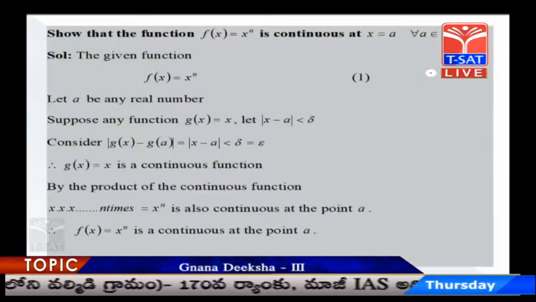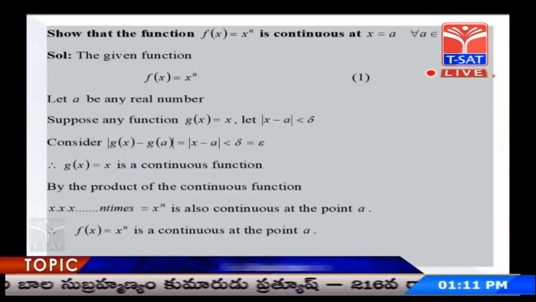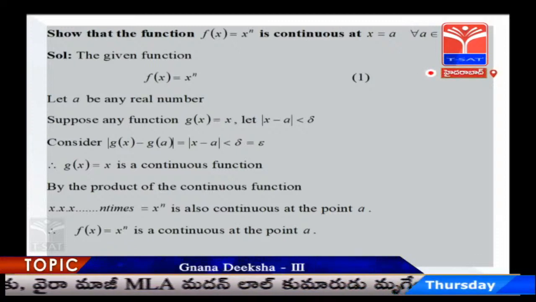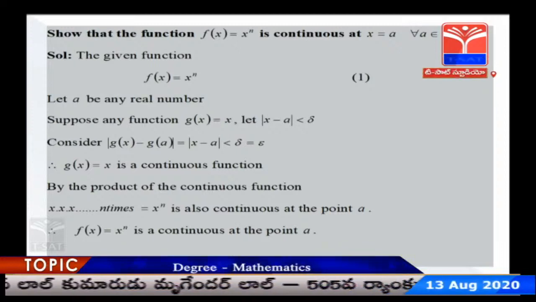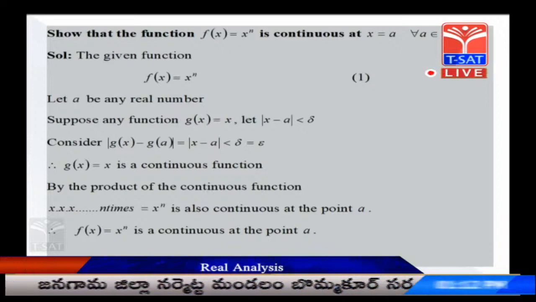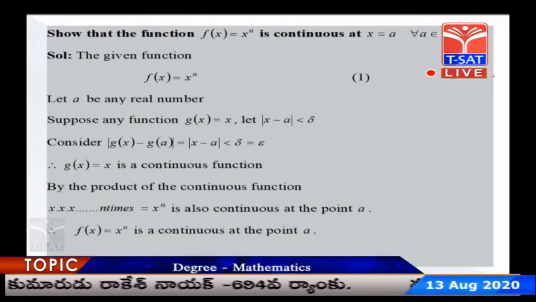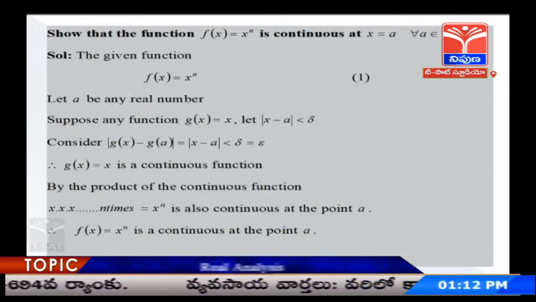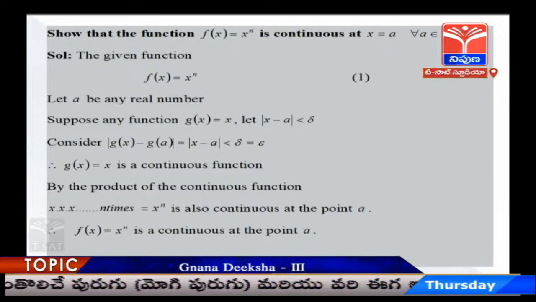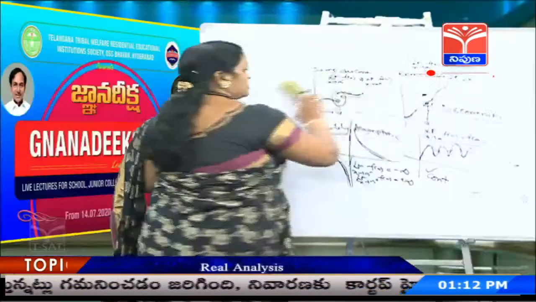Coming to the second problem, we already discussed in the algebraic properties that every polynomial function is continuous. I am taking a simple example, x power n. So the function f of x equal to x power n is continuous at x equal to a. Again we take the same process: the given function is taken as equation 1 and we define a point a in the domain, and here we take the function g of x equal to x. As we choose that the modulus of x minus a is less than delta, instead of taking x power n directly, I am taking it as g of x.